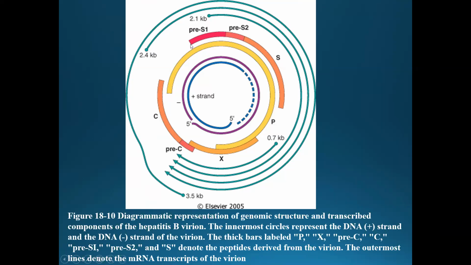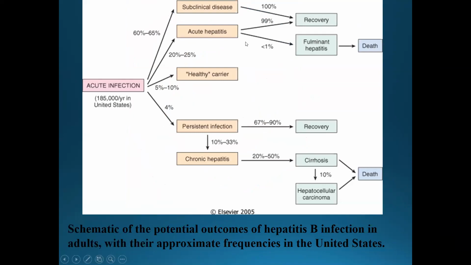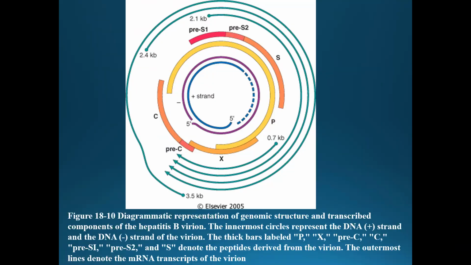The lines that are denoted as C, X, P, S, pre-S1, and pre-S2 are actually peptides derived from the virion. The outermost lines are the mRNA that is derived from the DNA. The ones that are here are the mRNA.